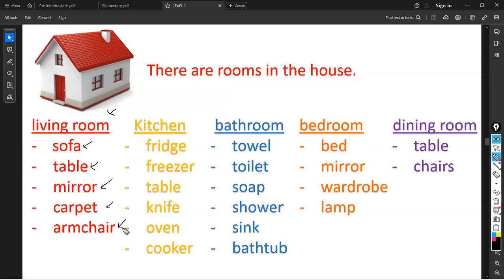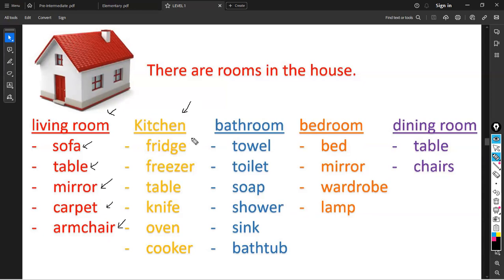There are three armchairs. Three what? Three armchairs. Amazing. Thank you so much, Amrad. Now, Jamila, can you hear me? Yes, teacher. Please, Jamila, let's talk about your kitchen.